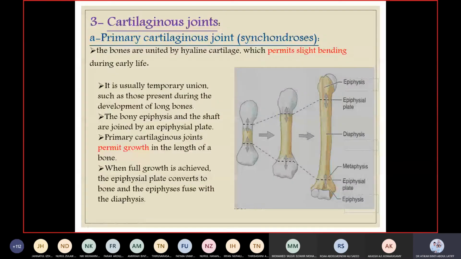And the third type is the cartilaginous joint. As the name suggests, it is joined by cartilage. The cartilaginous joint is further divided. The first type is primary.